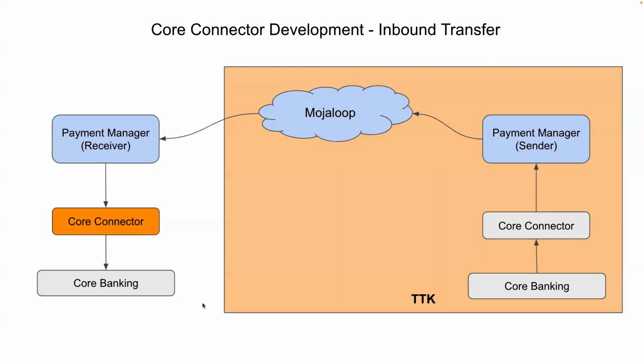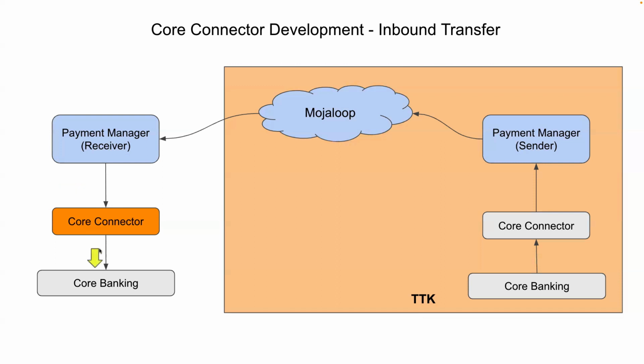To test a transfer, we need to execute a test case in the testing toolkit. Then the testing toolkit sends the FSPIOP requests like get parties, post quotes, and post transfer to the payment manager. And the payment manager forwards those requests on a configured port to the core connector. Then the core connector should respond to those API requests.